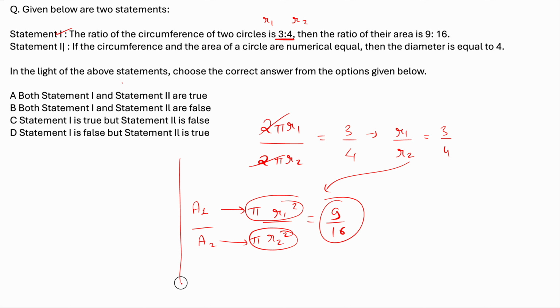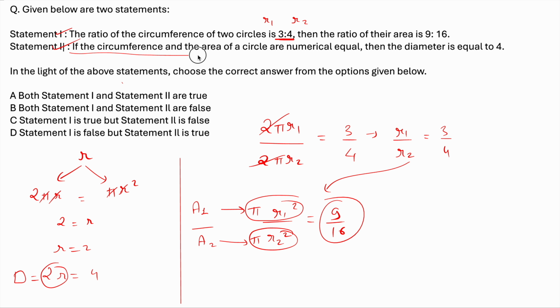Next, the question says, if the circumference and the area of a circle are numerically equal, let the radius of the circle be equal to r. So circumference will be 2 pi r and the area will be pi r square. So pi r cancels. Ultimately, you get 2 is equal to r, or r is equal to 2. If r is equal to 2, 2r will be 4. But 2r of any circle, twice the radius, is also equal to the diameter. So the diameter will be equal to 4, and that's why statement 2 is also absolutely true.